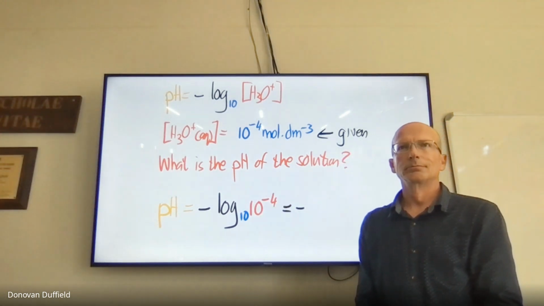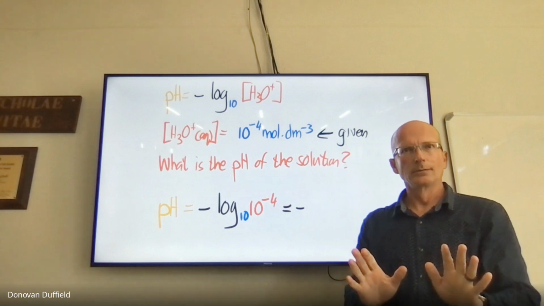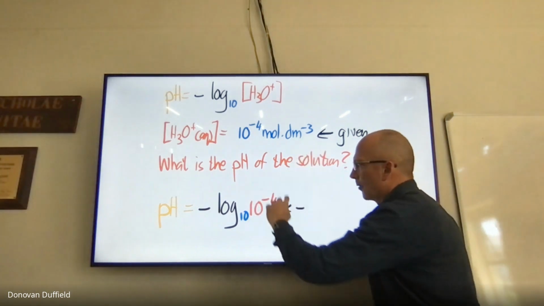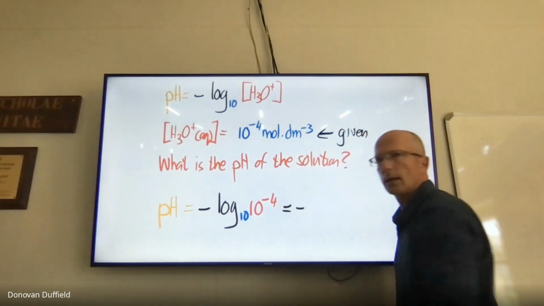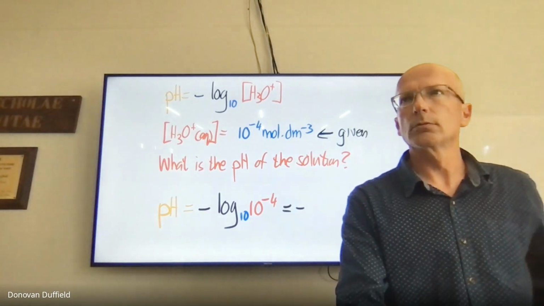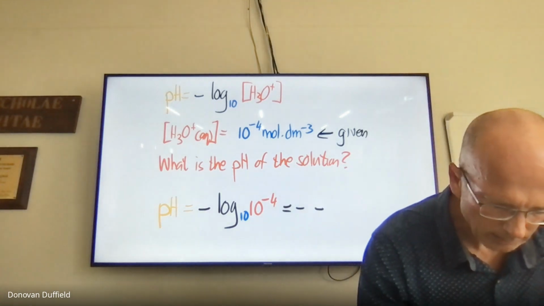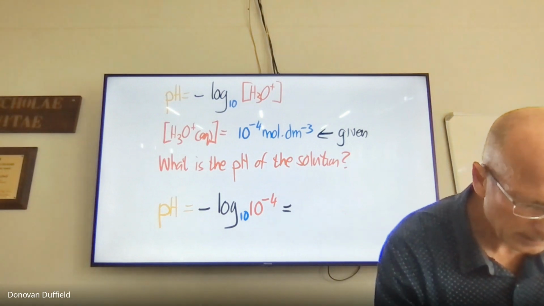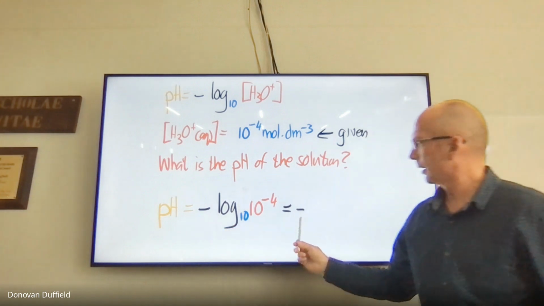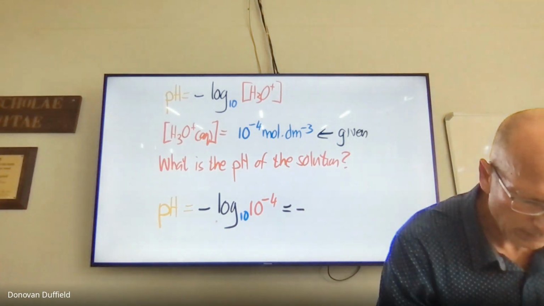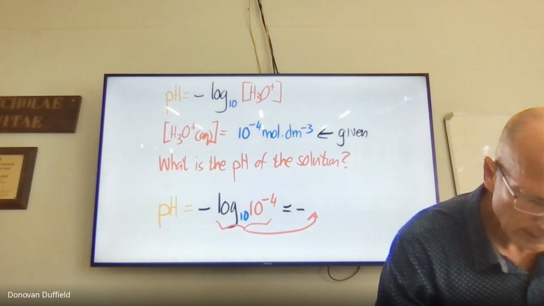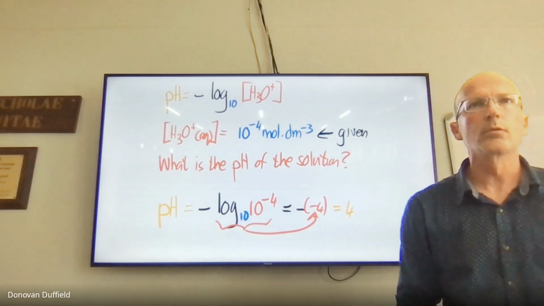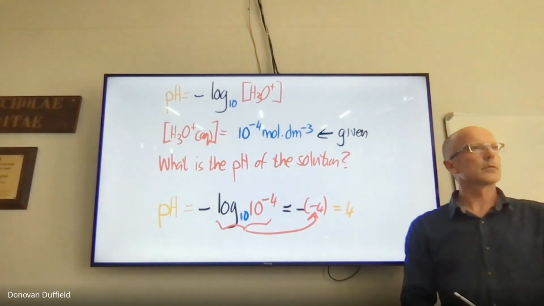Negative 4. Let me say it again. What exponent must I raise 10 to get 10 to the negative 4? Negative 4. So the logarithm is negative 4, and with the negative sign in front, this gives us a pH of 4, which is less than 7, so it's acidic.